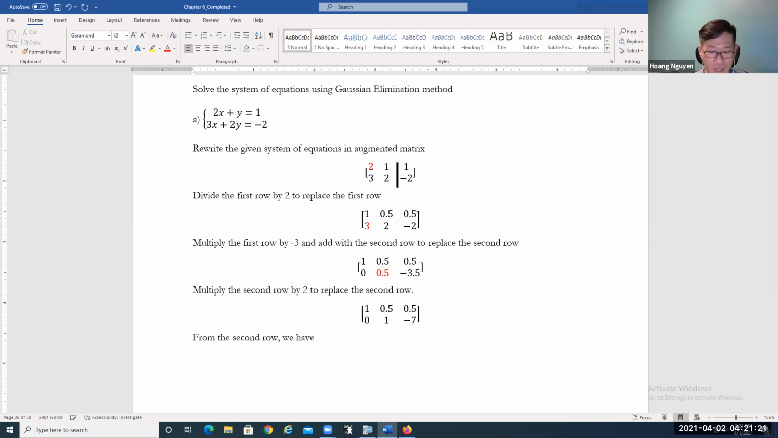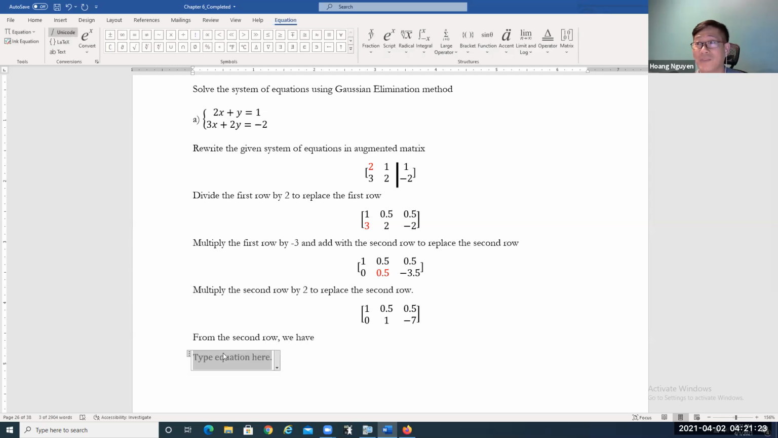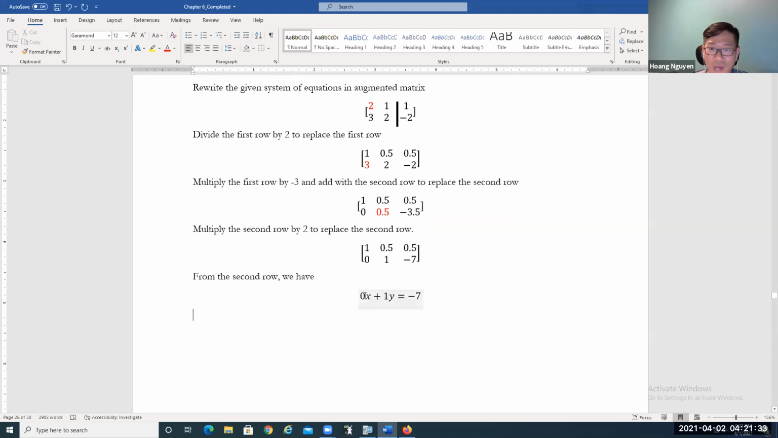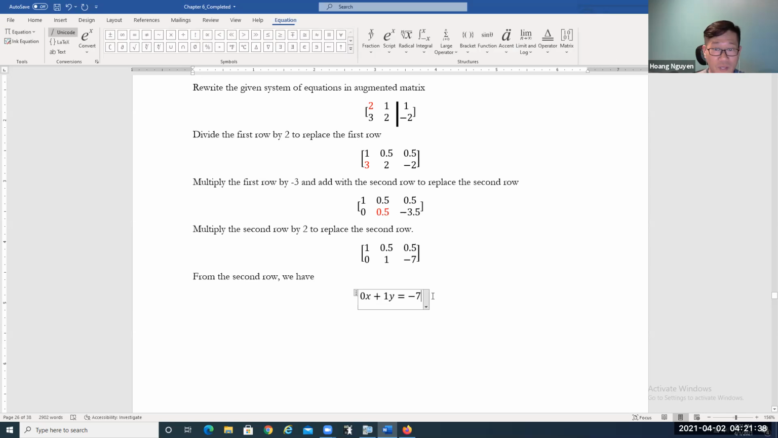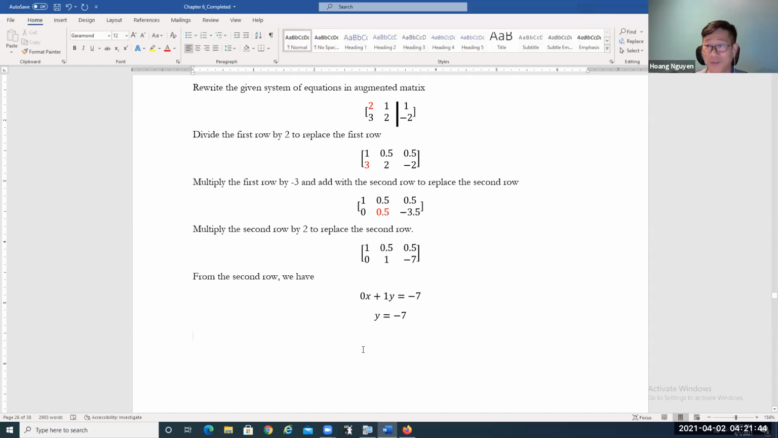From the second row, we're going to put back the variables now. So the first element is for the variable x. So we have 0x plus 1y is equal to -7. So 0x is going to be 0. So 1y, which is y. So we actually have the solution, right? y is equal to -7. So now we have the first solution.